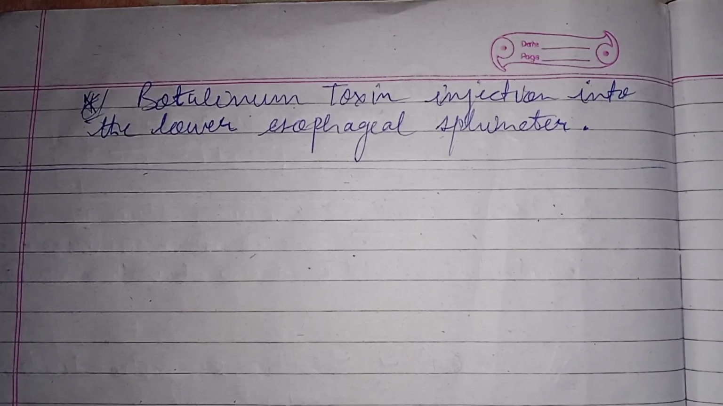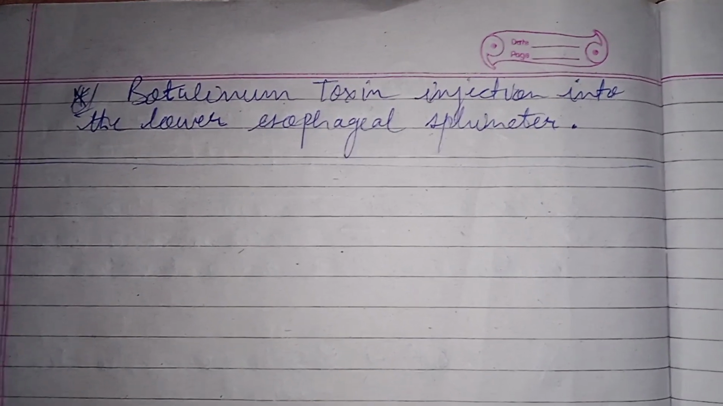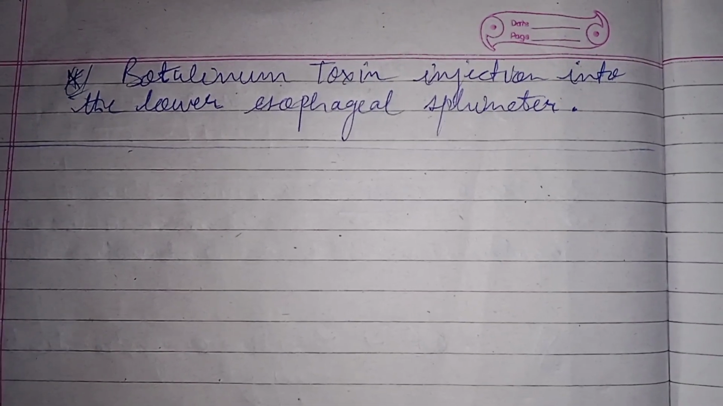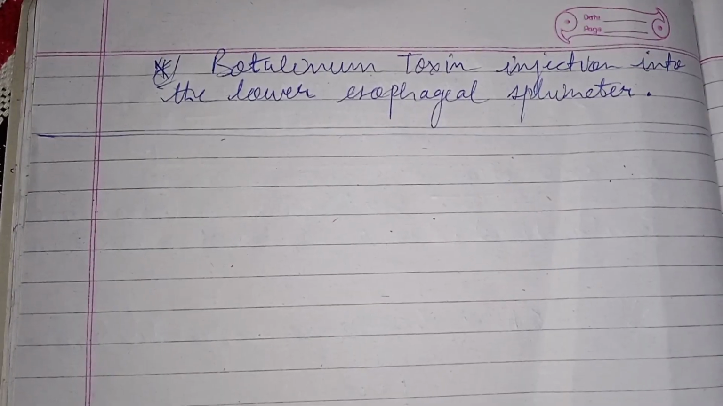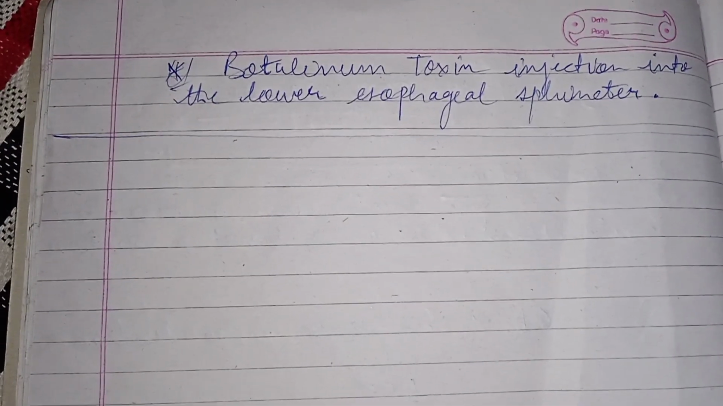And the last treatment is botulinum toxin injection into the lower esophageal sphincter. I hope the treatment section is also clear to you, and in the next video we'll be solving a case study related to achalasia.